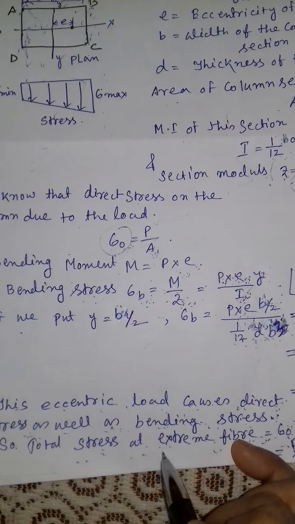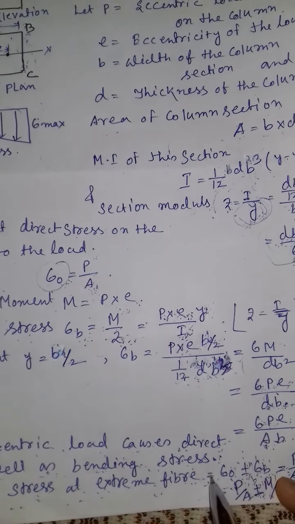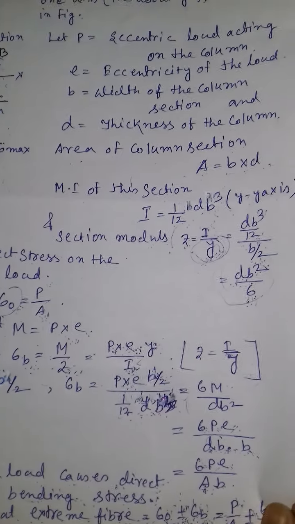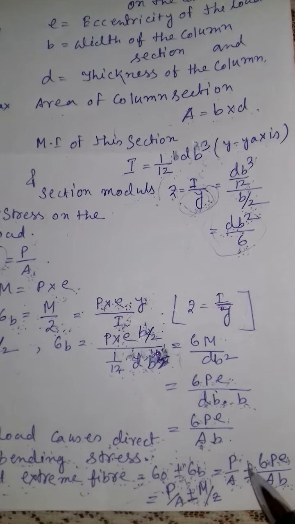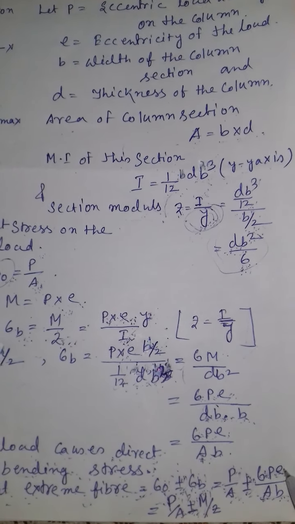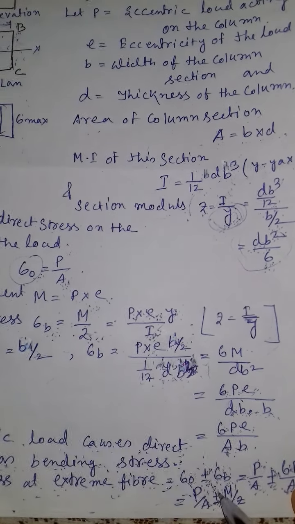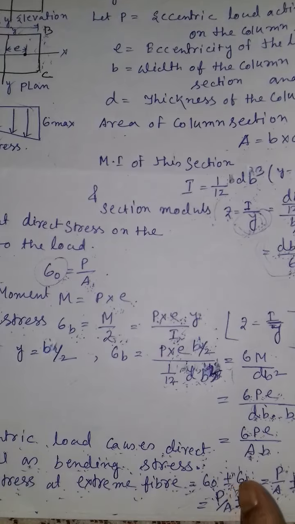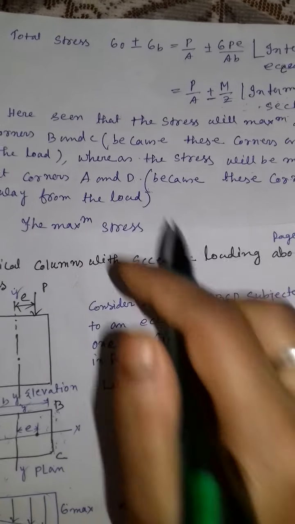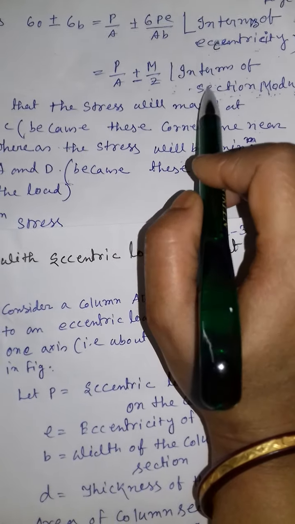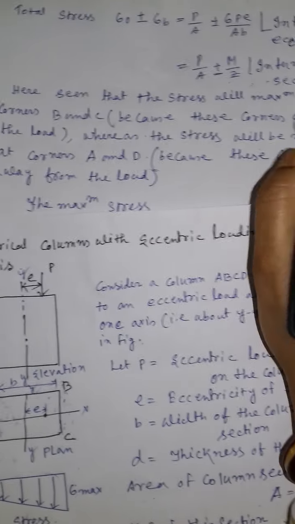So the total stress at extreme fiber is equal to sigma 0 plus minus sigma b. So it becomes P by A plus minus 6 P e by A into b, or P by A plus minus M by Z. So these are the equations in terms of eccentricity or in terms of section modulus.